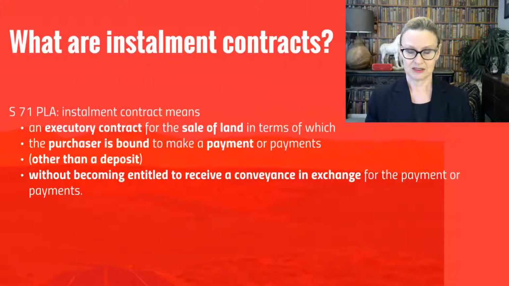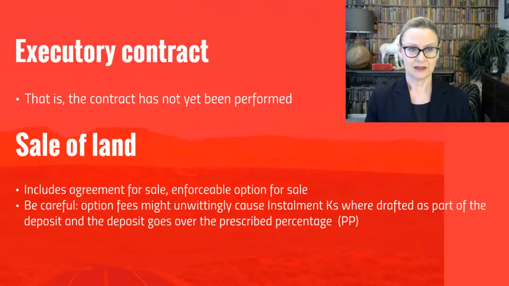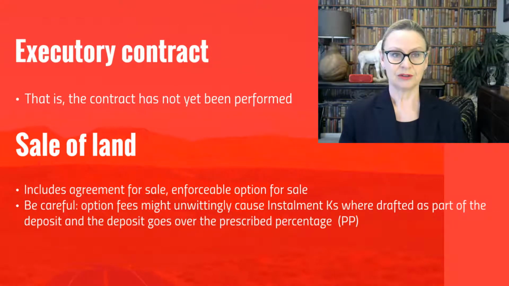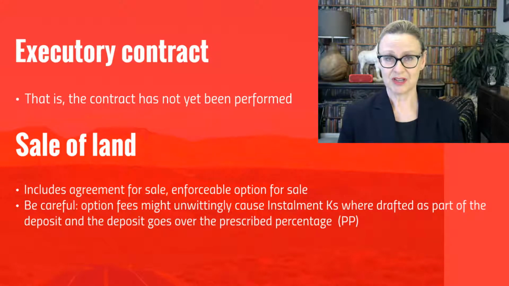So looking at those different terms that I've highlighted in bold there, in turn, executory contracts are just simply contracts that have yet to be performed. Sale of land, well, no real rocket science here. It includes an agreement for sale or an option for sale, like we were talking about previously.